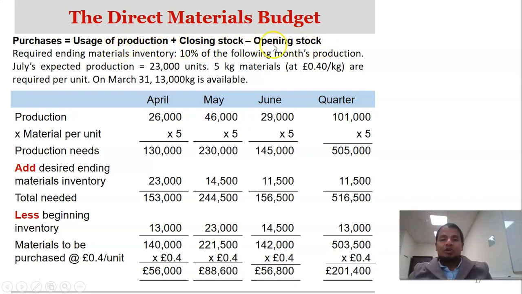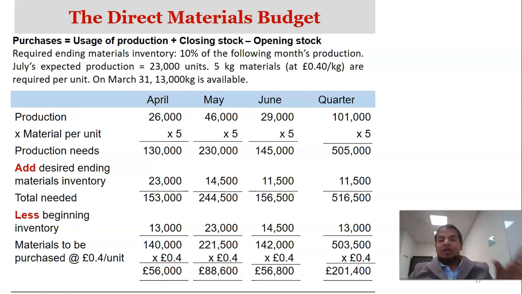Minus, we don't need to purchase opening, so deduct this one, and then we will get how much we need to purchase. Okay, and in case of closing inventory, how the ending inventory of material is determined, that is 10% of the following month's production. So what raw material we need for production in the next month, 10% of which we need to maintain as ending inventory. This is what it says.